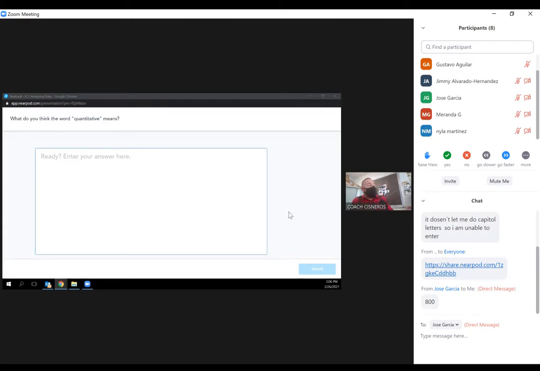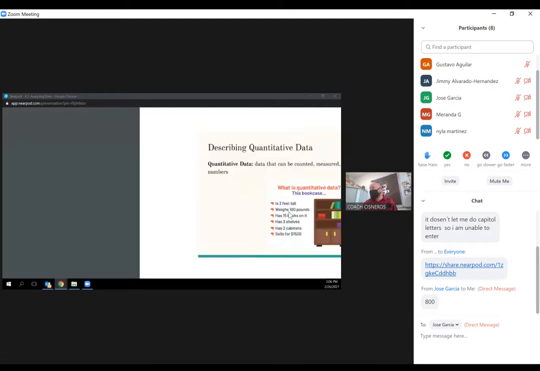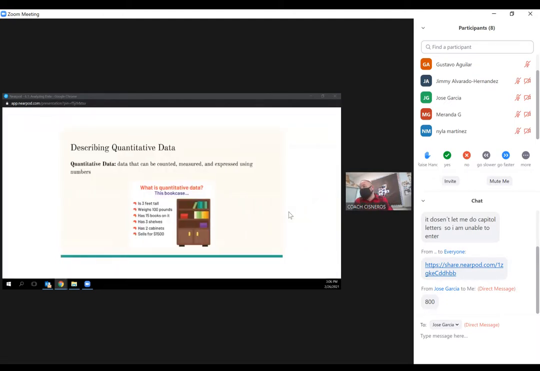Obviously, if I ask somebody right now to count it, you can count it. Quantitative data has to be something that's countable, measurable. A lot of you used those words. Different than qualitative data. Qualitative data is something that we combine together into categories. What's your favorite color? That's qualitative.